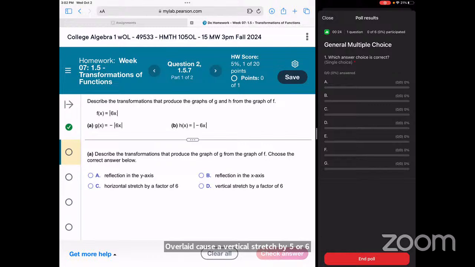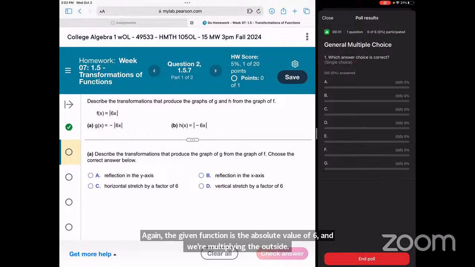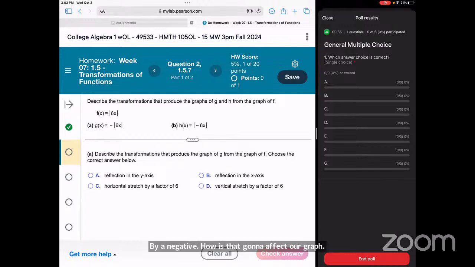Okay, again, the given function is the absolute value of 6x, and we're multiplying the outside by a negative. How is that going to affect our graph? Let's take a few more seconds. Okay, so outside manipulations generally cause a vertical change and they follow our intuition. Inside manipulations generally cause a horizontal change and are typically the reverse of our intuition.